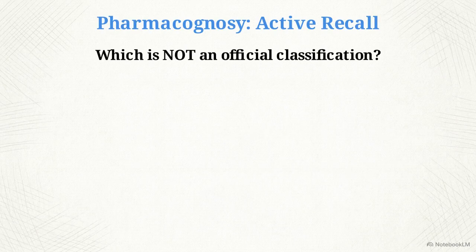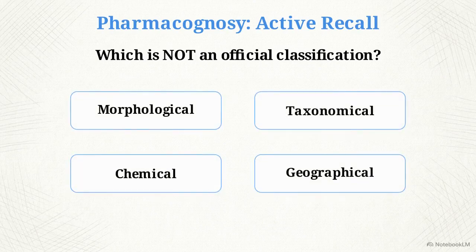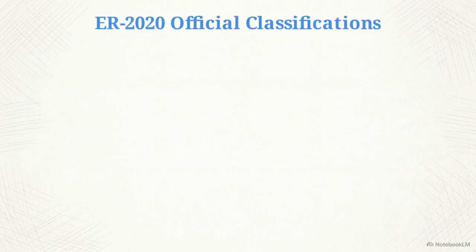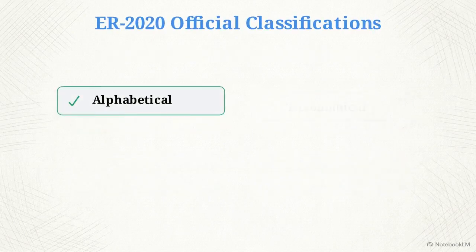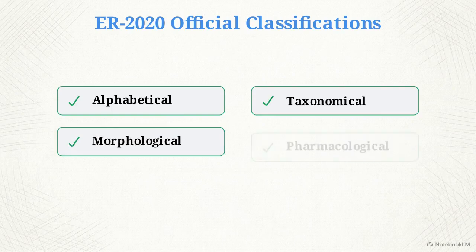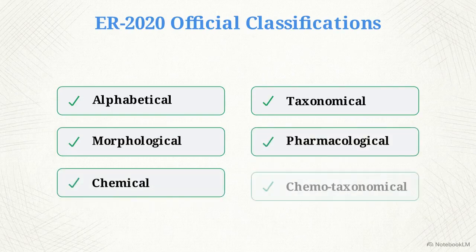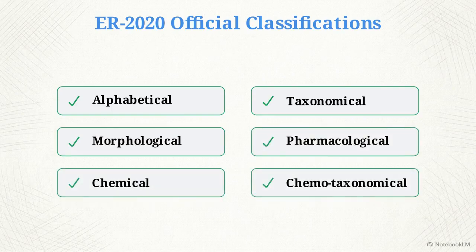Let's run an active recall test for pharmacognosy. Which of the following is not an official classification method for crude drugs? Take a guess. The odd one out is geographical. The ER 2020 syllabus strictly limits the classifications to alphabetical, taxonomical, morphological, pharmacological, chemical, and chemotaxonomical.